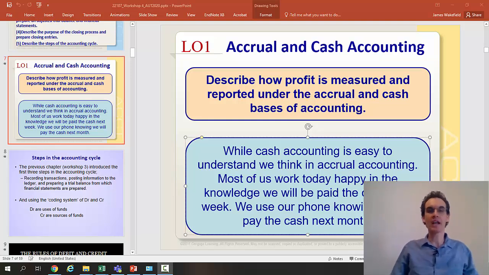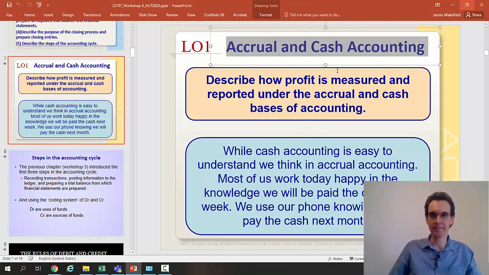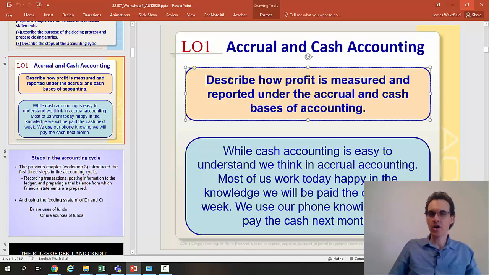Let's now have a look at learning objective number one. Learning objective number one looks at accrual and cash accounting. So what we're going to look at here is describe how profit is measured and reported under the accrual and cash basis of accounting. Now, cash accounting is easy to understand, right?